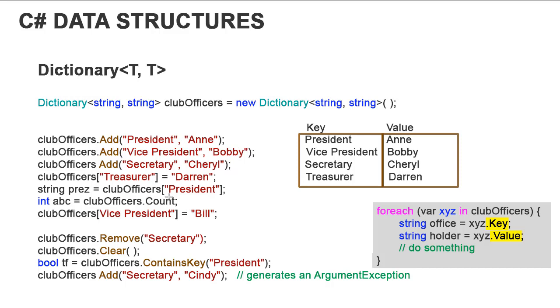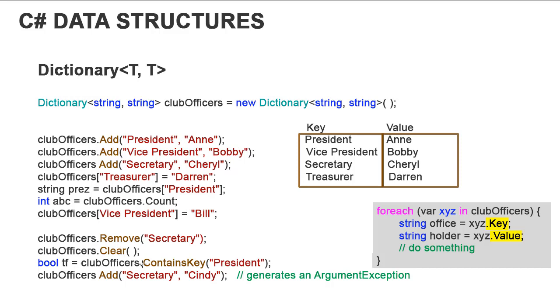I can also get how many items there are in that dictionary using the .count property. And I can change values by specifying the key. So in this case, club officers, and the key is vice president. I'm going to reset the vice president from Bobby to Bill. We can remove an item by specifying the key value. So this is club officers.remove secretary. I can clear all the items in the dictionary.